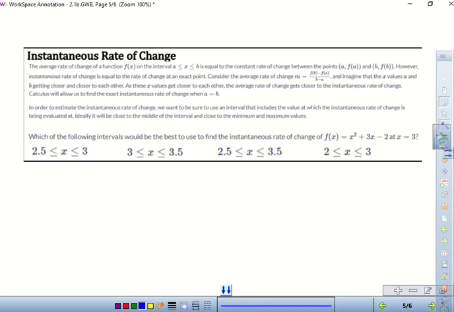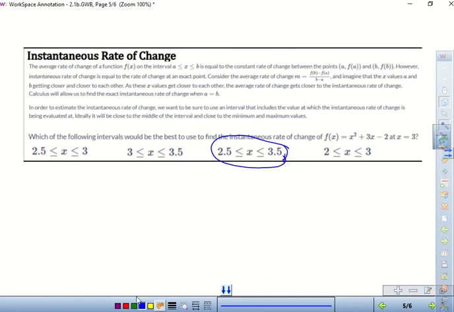So we have a situation where we're trying to find the instantaneous rate of change of this quadratic function at x equals 3. Which of these 4 intervals would we want to use? That would be most accurate. The third one? Good, the third one. Any guess on why we would use this one? Because if you take the average, those two is 3.